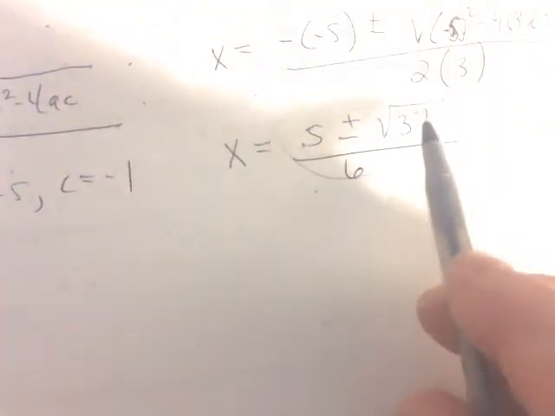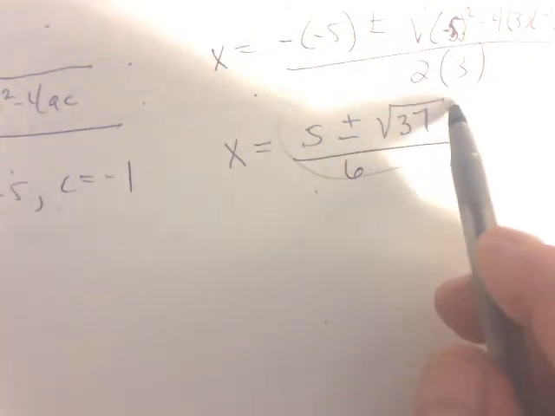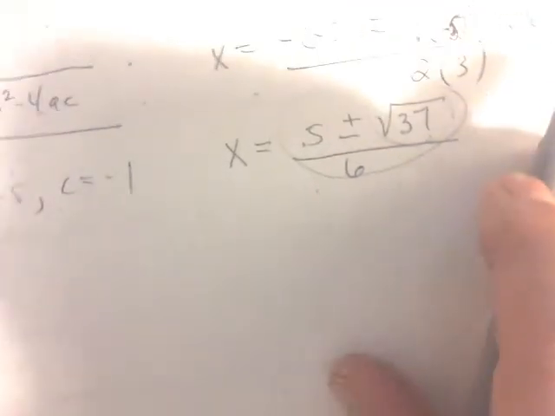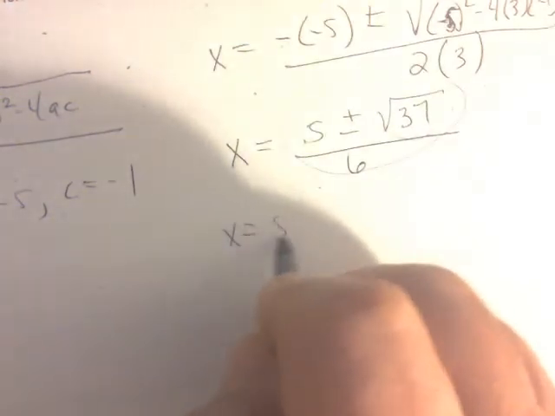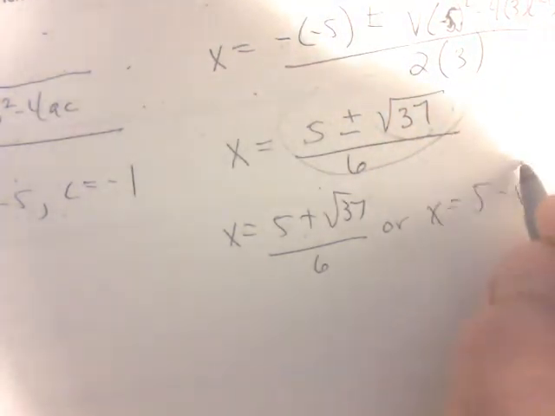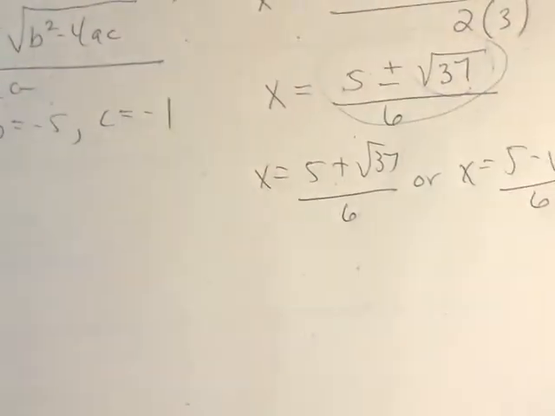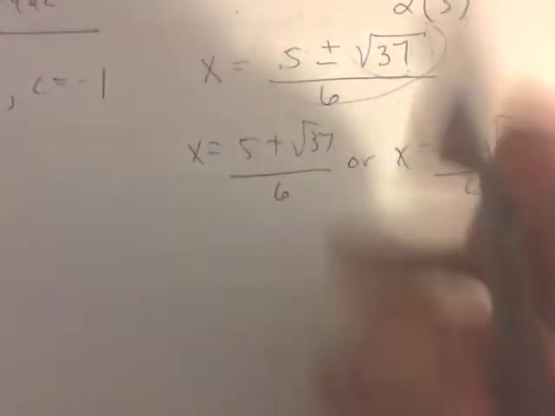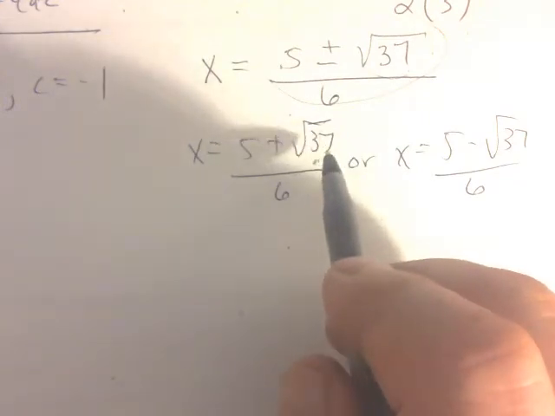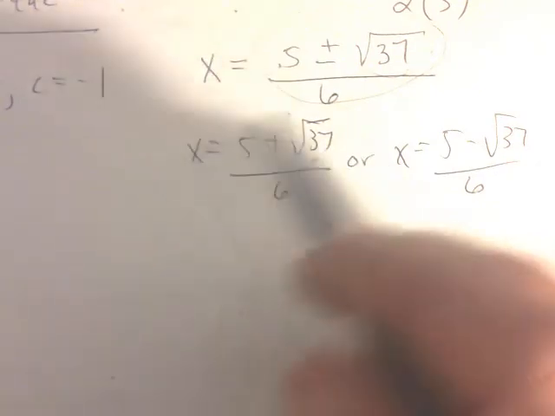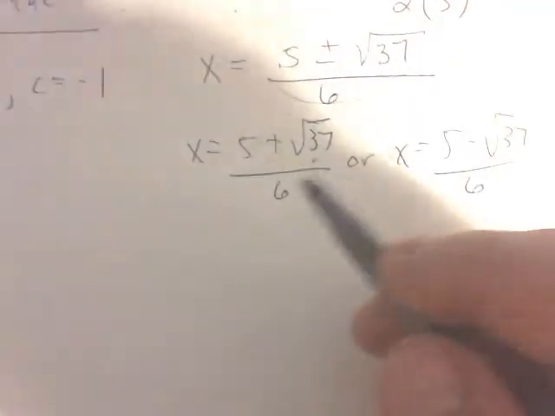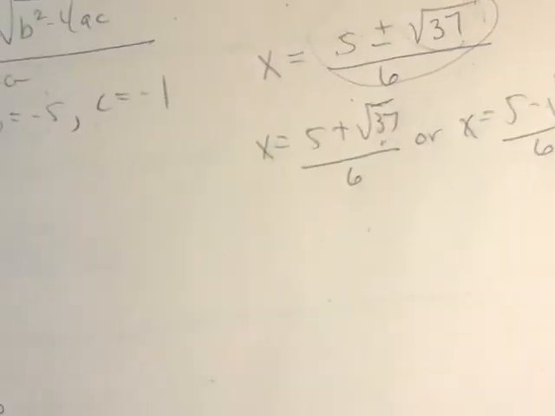At some point when we're plotting points, we can take the square root of this number, make it a decimal, and get an approximate answer. But for right now, our two solutions are 5 plus the square root of 37 over 6, or 5 minus the square root of 37 over 6. What we sometimes want to look for is, can we factor this square root? Is there a factor of a 4 or a 9 or a 16, 25, etc. that we can factor out of this? And there's not, so that's simplified as far as we can go.